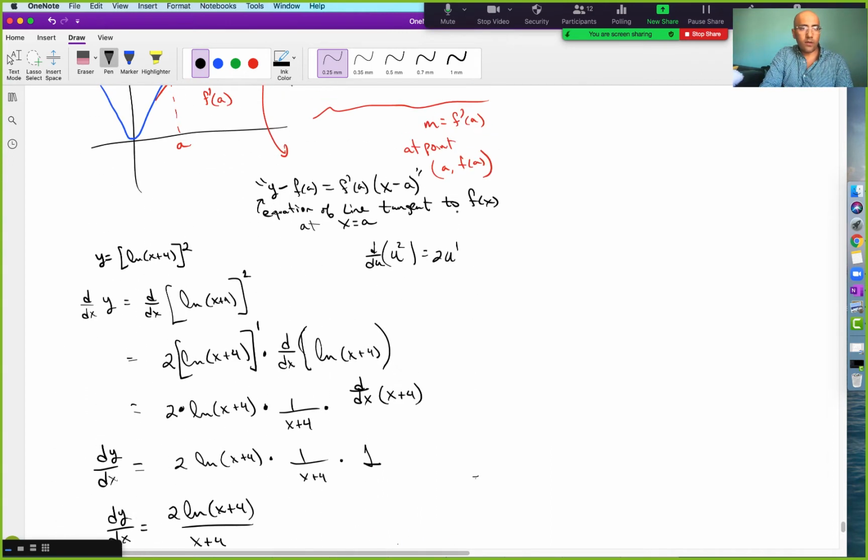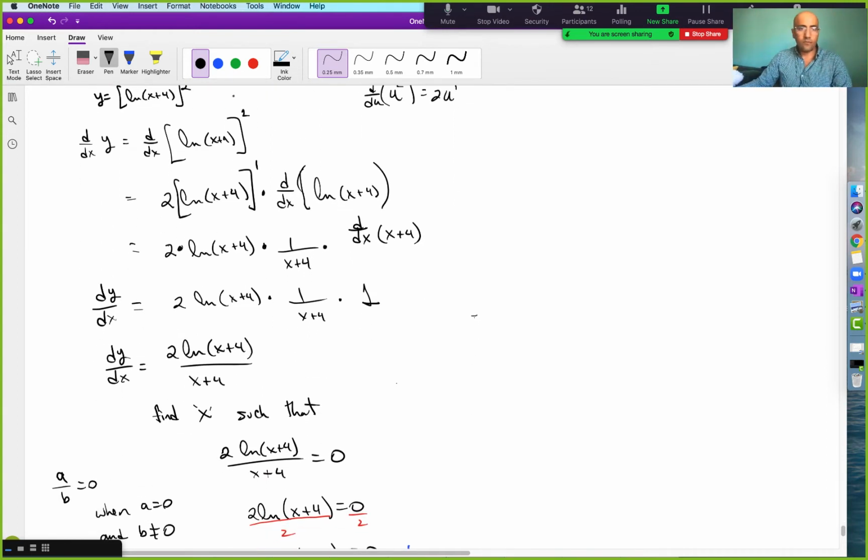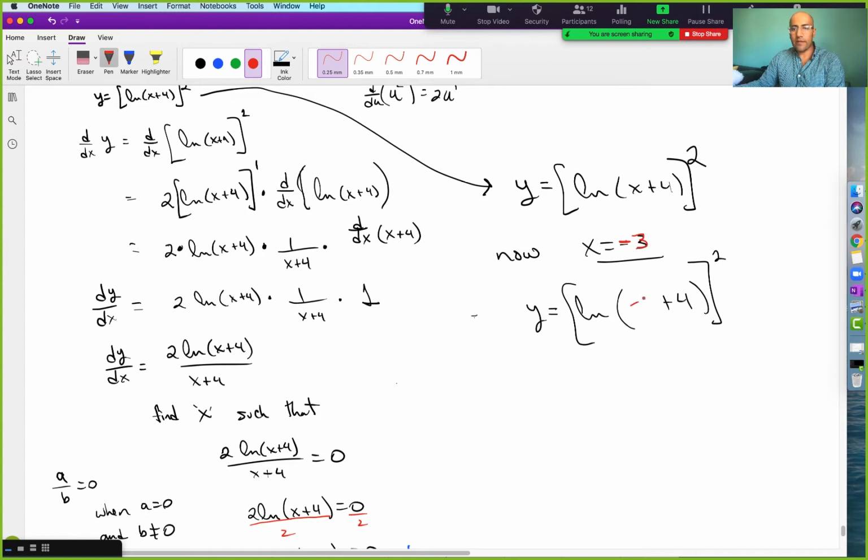Y, where are you? Oh, y. So y was equal to, from here, our original statement, y was equal to ln of x plus 4 squared. And now we want to know what happens when x equals -3. So y equals ln of x plus 4, the whole thing squared. And we're going to plug in a -3 right into here.